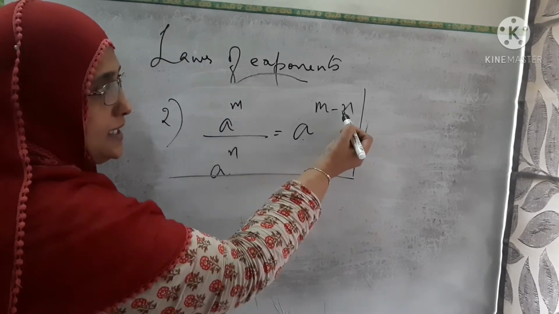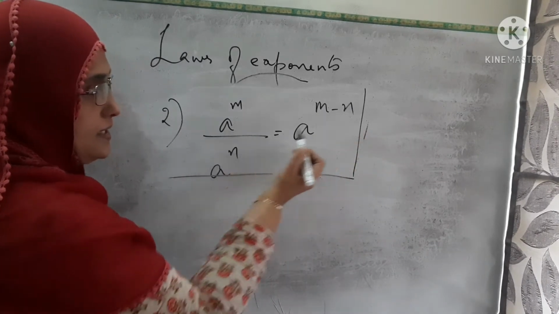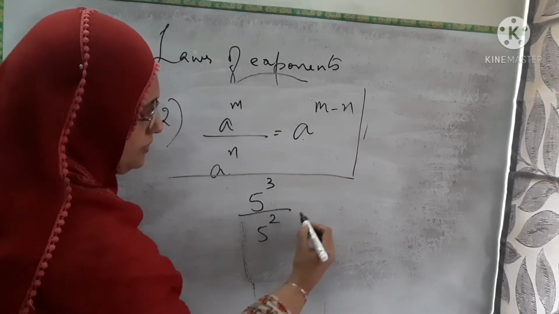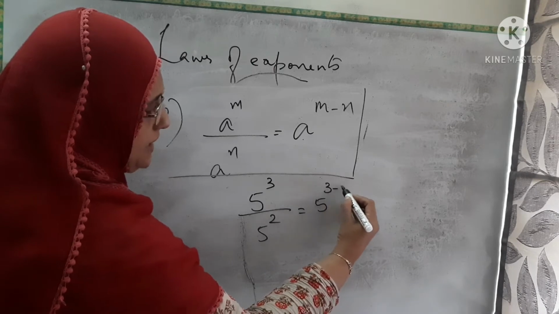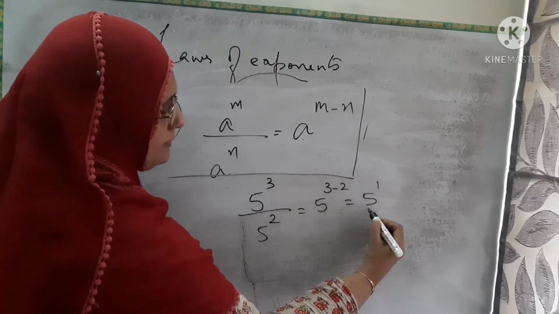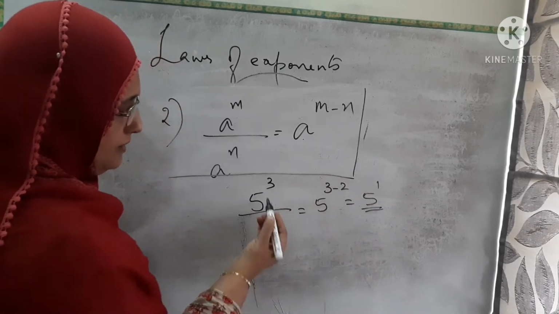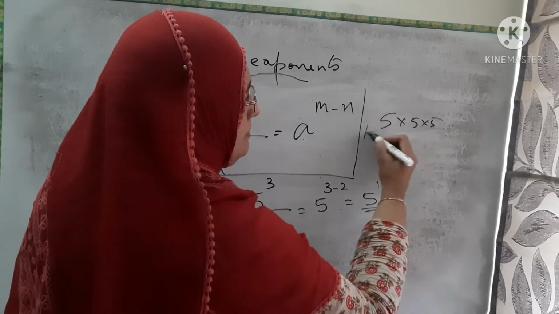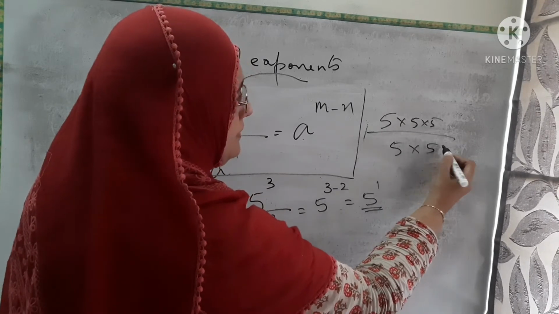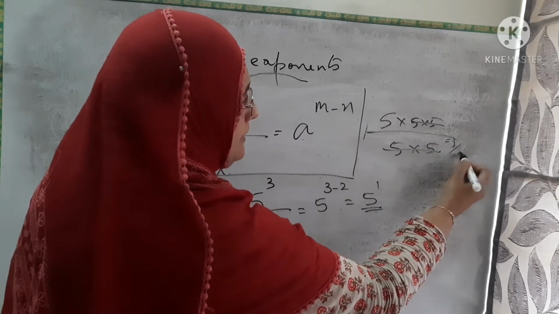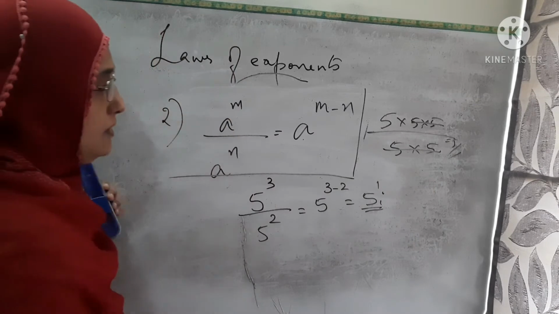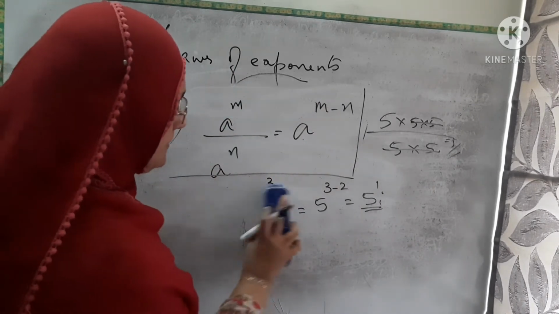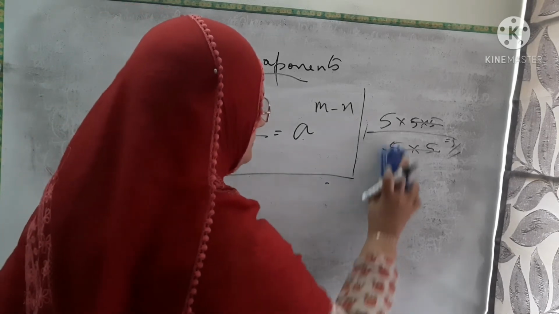If it is multiplication, here it will be addition. If it is division, here it is subtraction. So in numbers, 5 raised to 3 by 5 raised to 2 is equal to 5 raised to 3 minus 2, that is 5 raised to 1, which is 5. You can also do it this way: 5 raised to 3 is 5 into 5 into 5, by 5 raised to 2, which is 5 into 5. Here the two 5s are cut off, and the answer is 5. Both are the same, isn't it? So when division comes, it is subtraction, and when multiplication comes, it is addition.